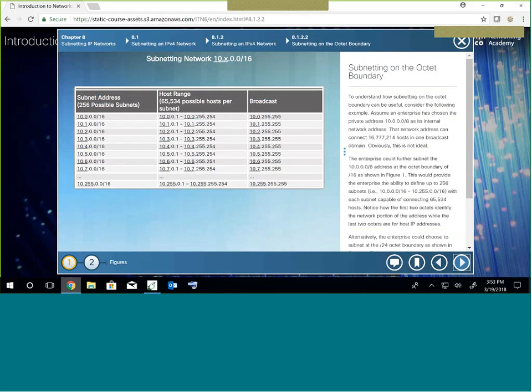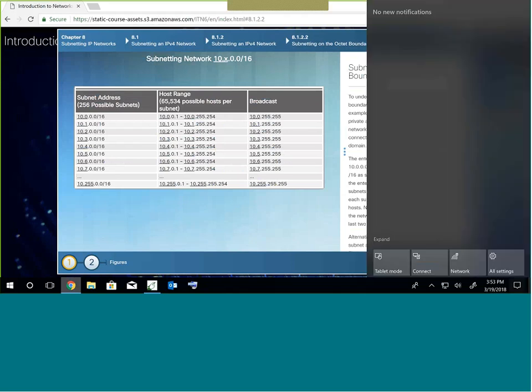Now, here's subnetting on the octet boundary, just like they're talking about. That's all you're going to be able to do is on the octet boundary. So you look at this, they took a class, come on, Pen, do your thing.